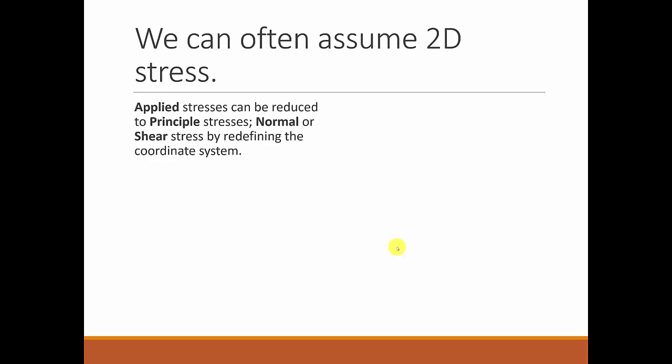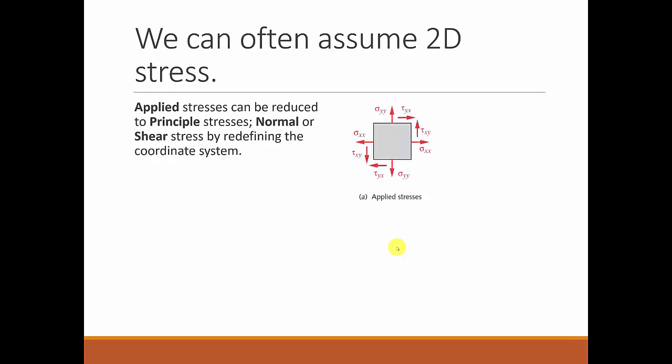And so what we're trying to do is take the applied stresses, and by realigning the coordinate system we're going to express them as principal stresses. And there are 2 types of principal stresses. There are normal and shear principal stresses. So let's have a look.